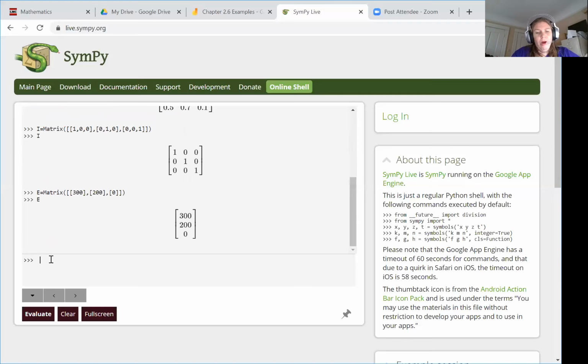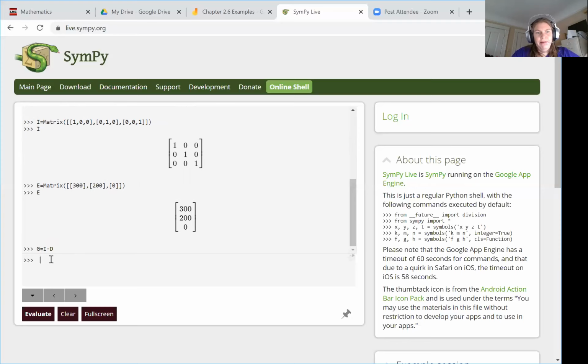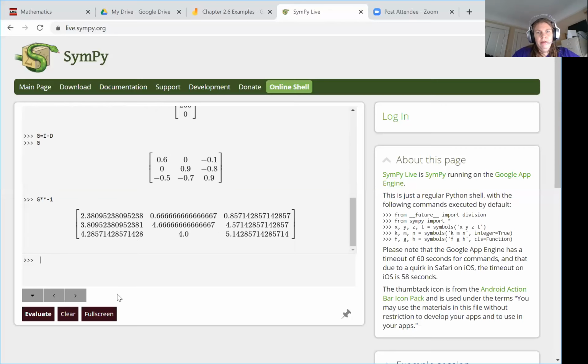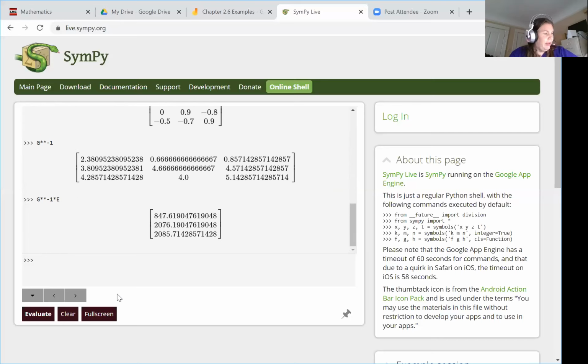All right, so our matrix X is going to be I minus D inverse. So let's see if I can do that. Let's see, I think I have to give it a name. We'll call it G equals I minus D. There we go, okay. And then I think we get G inverse by doing G exponent -1. Voila. And so we're going to then do G inverse times E. So we'll do G exponent -1 star matrix E. And there is our matrix X.